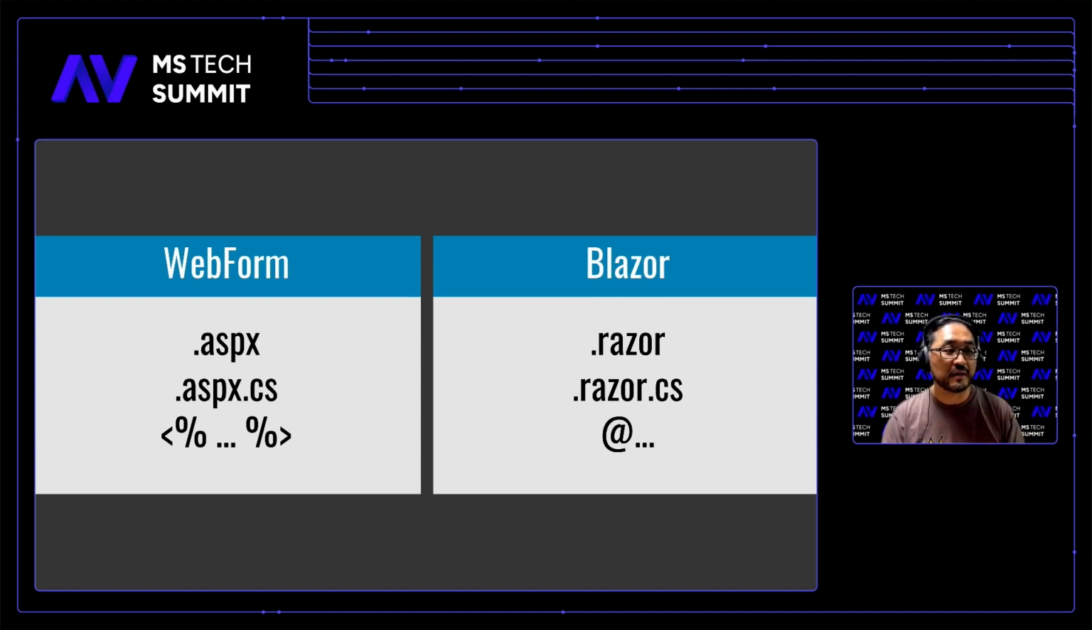Webform has a code-behind ASPX.cs file, and Blazor has a code-behind Razor.cs file. The ASPX file and the Razor file only take care of the UI, the HTML and components, while the ASPX.cs file and Razor.cs file take care of all the C# code, like event handling. So this is a brief comparison of Webform and Blazor. They are very similar to each other, and at the same time, very different from each other.